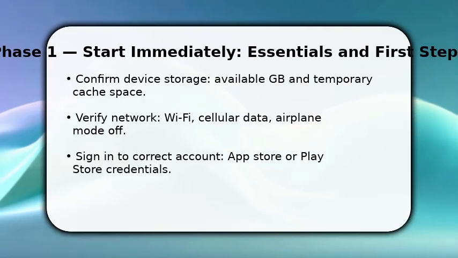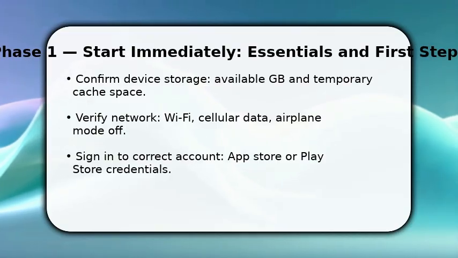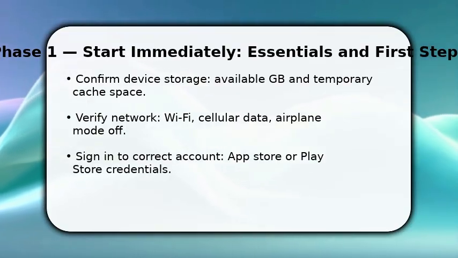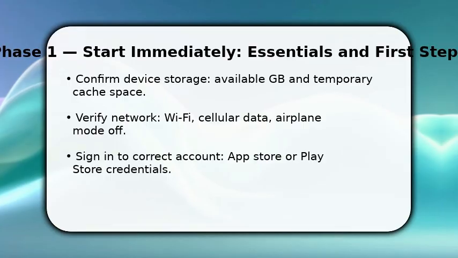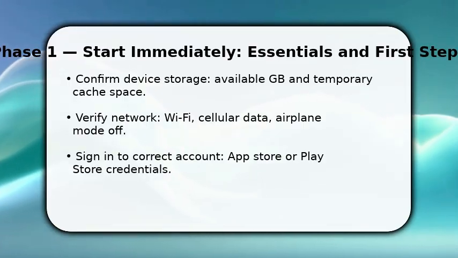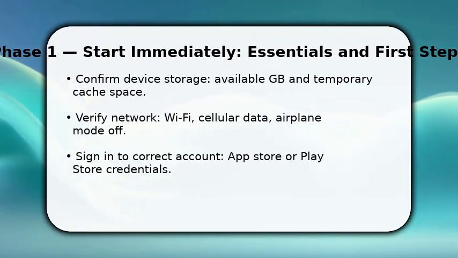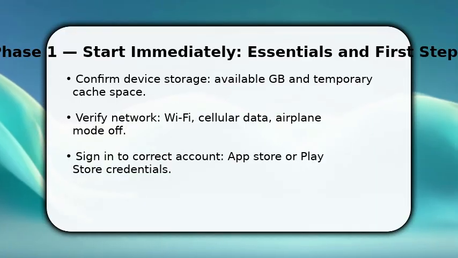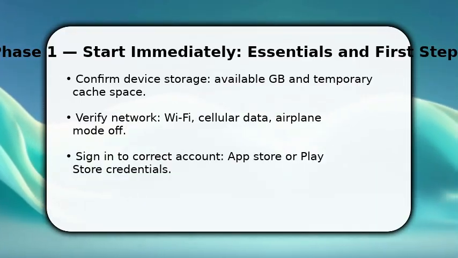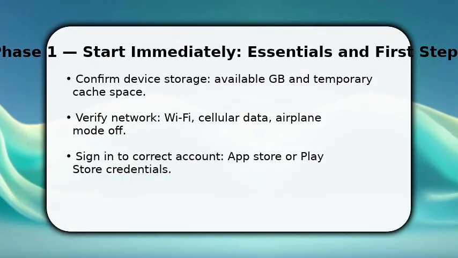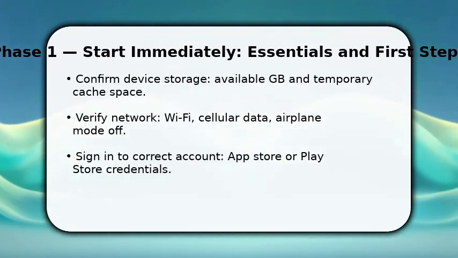You start by confirming the essentials so the repair is fast. Check available storage and clear a little cache. Apps fail when space is low. Next, make sure your network is stable, switch from cellular to Wi-Fi if needed, and turn airplane mode off. Finally, verify you're signed into the correct App Store or Play Store account. If you're not, authentication will block downloads. Once done, move straight to the troubleshooting steps below to force the download to resume.